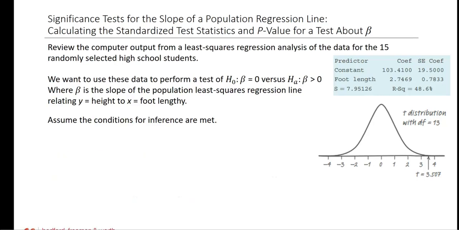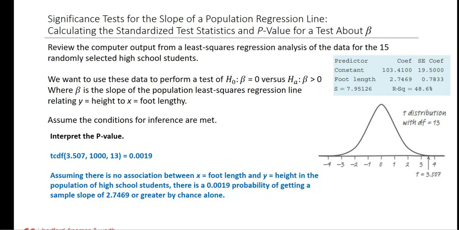Let's see what they said. They mentioned, so there's no association between the foot length and the height of the population of high school students. There is a 0.0019 probability of getting a sample slope of 2.7469 or greater by chance alone. Pretty similar.